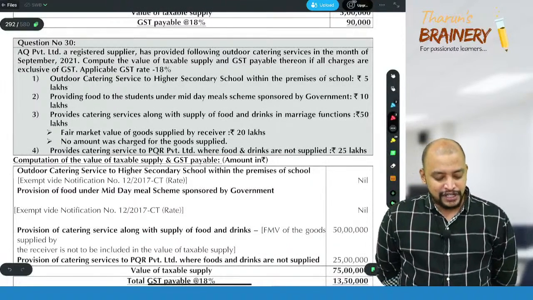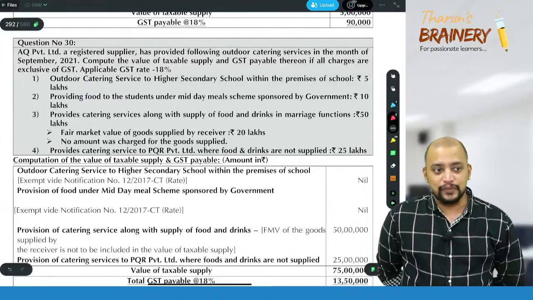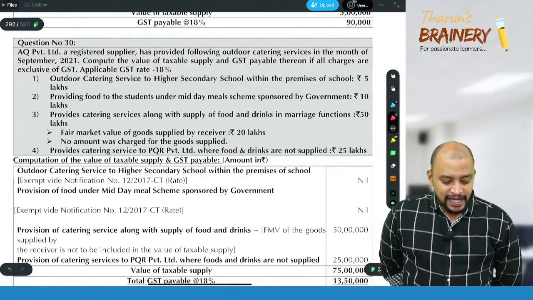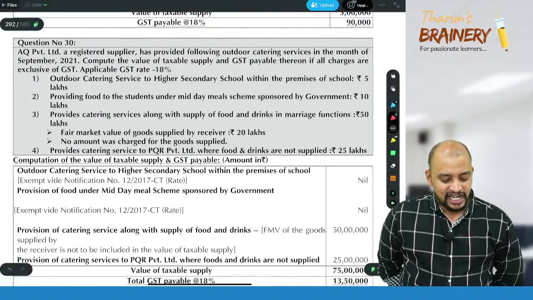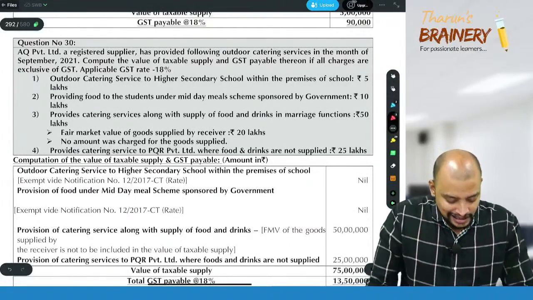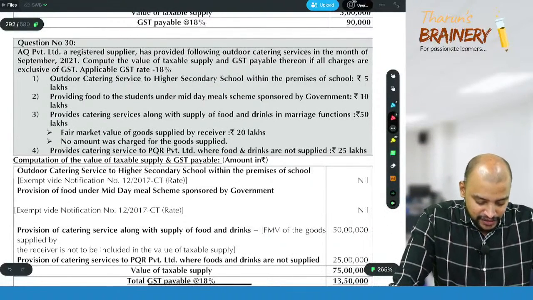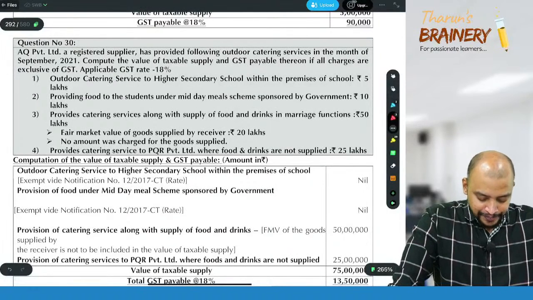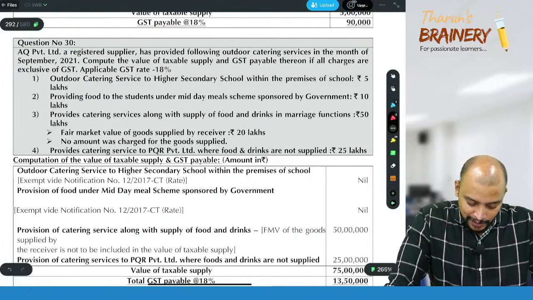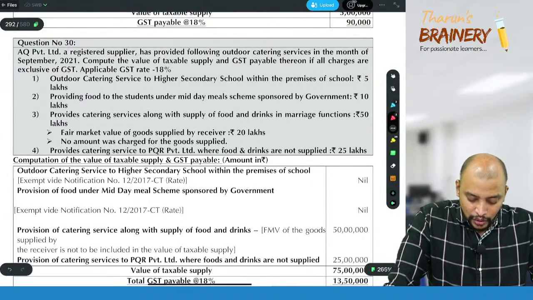Providing catering service along with supply of food and drinks in a marriage function, that catering will be taxable. Fair market value of the goods supplied by the receiver is 20 lakhs. No amount was charged for the supply of goods. Then 50 lakhs will be taken. Okay. So, will it be included in the value? No amount was charged for the goods supplied.